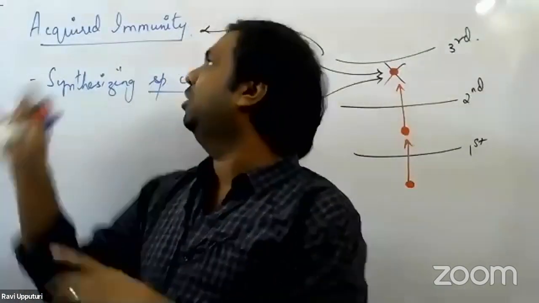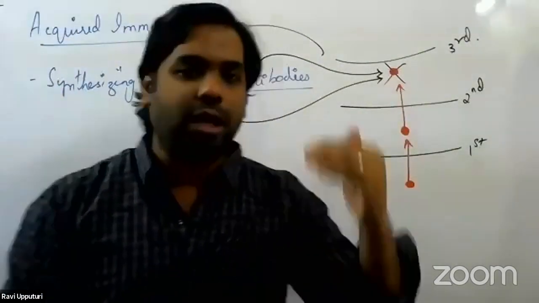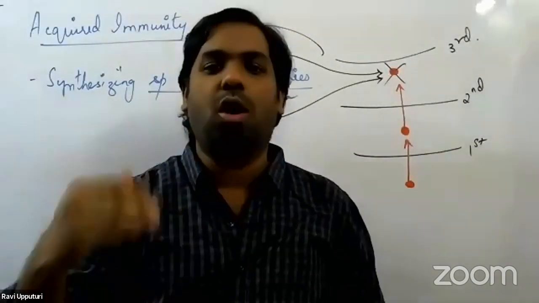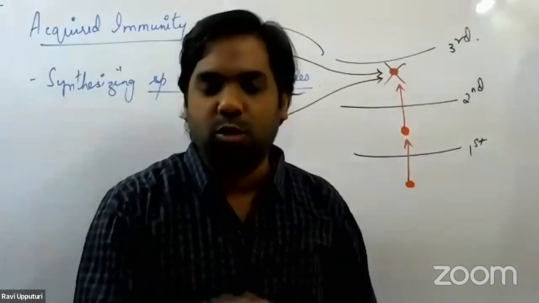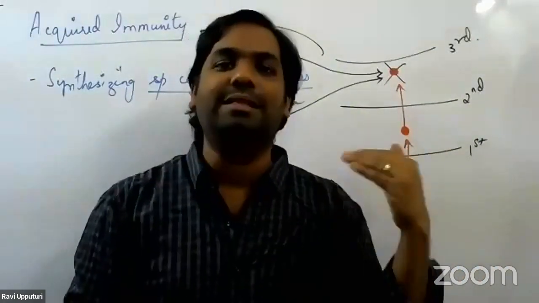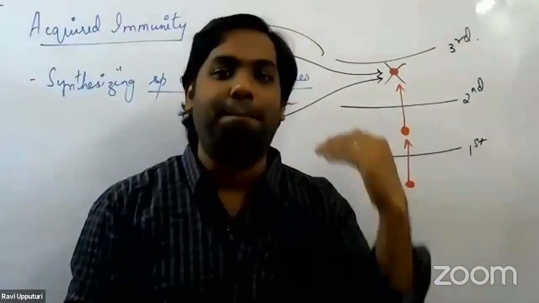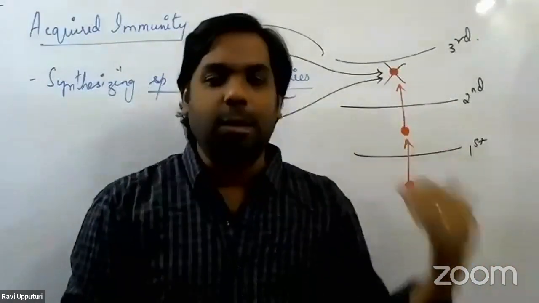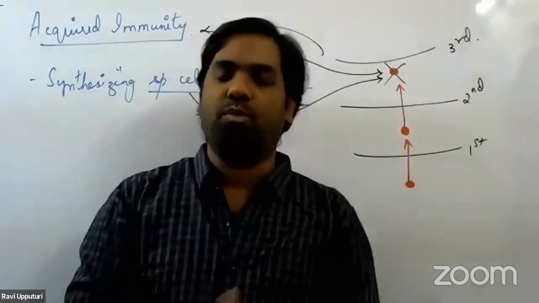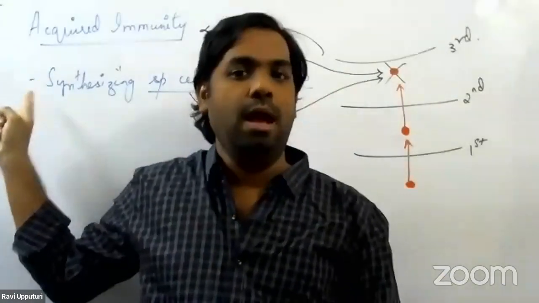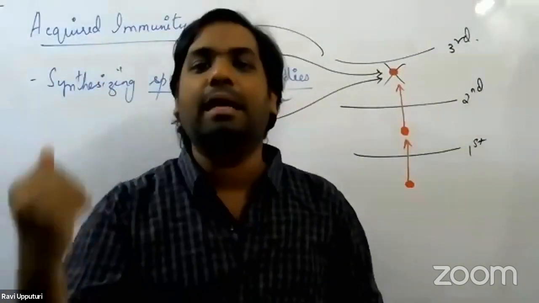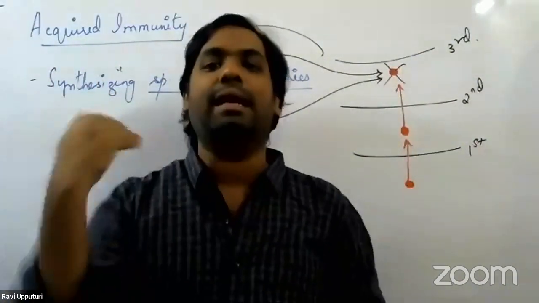Now, what do we actually mean by acquired immunity? Talking about innate immunity, I told you that innate immunity is also called inborn immunity. So what does that mean? We saw that innate immunity is usually seen in the individual by birth. The immunity which is seen in an individual by birth, we call innate immunity. Now, what do we mean by acquired immunity? The immunity which is acquired or developed in an individual during the lifetime.